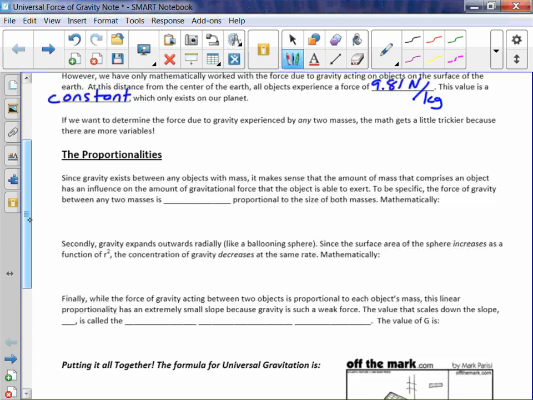Isn't that like Superman? Can jump super high on the rock. Yeah, we're not getting into that. Stay focused here, boys and girls.